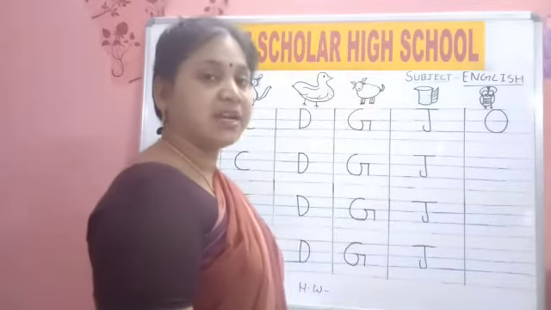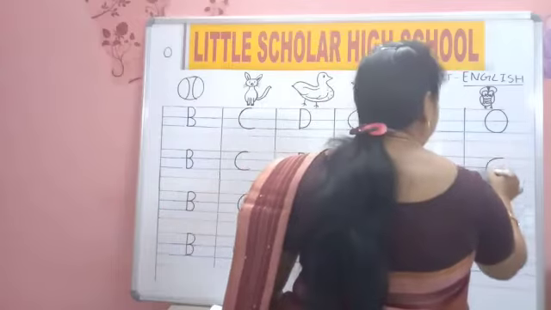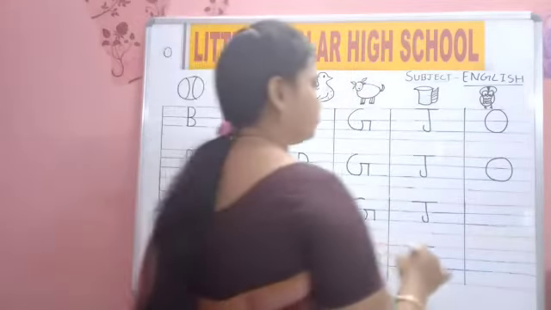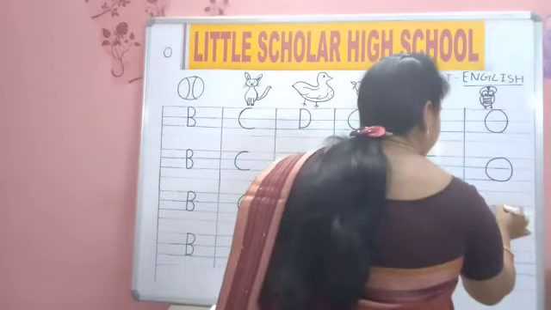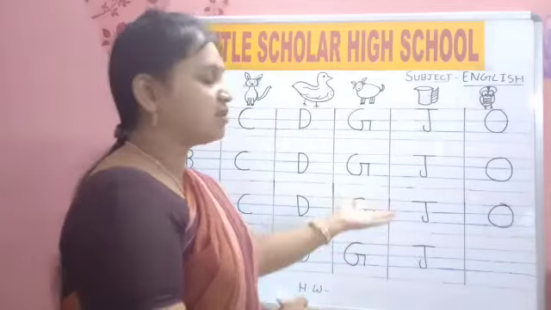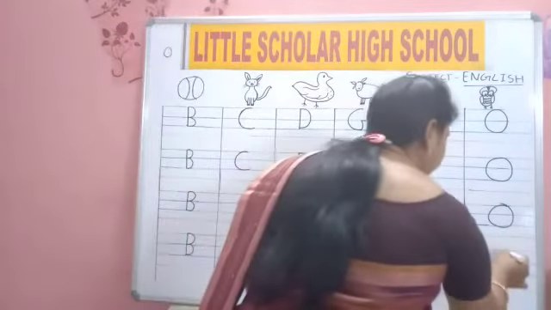Touch the red line and second blue line and big circle. Big O. Yes, this is O. Capital O. O for owl again. Red line, blue line and go up. Curve. What is this? Curve line. O, we have only curve line. Touch the red line.